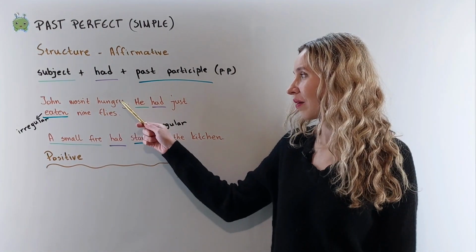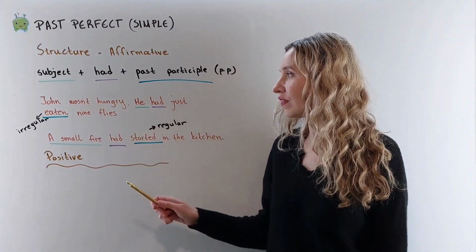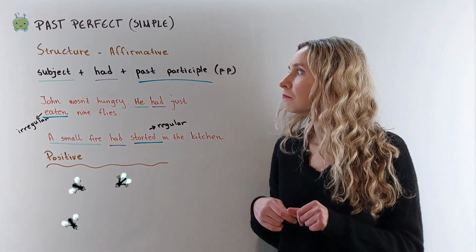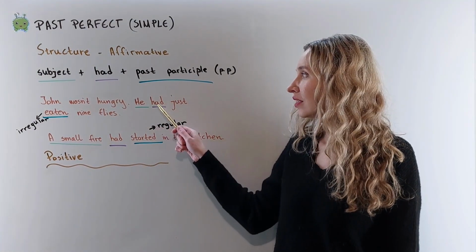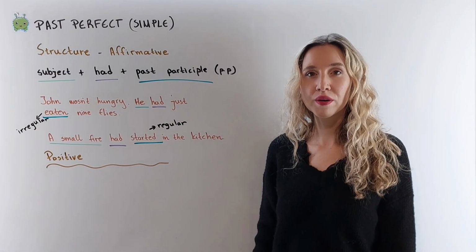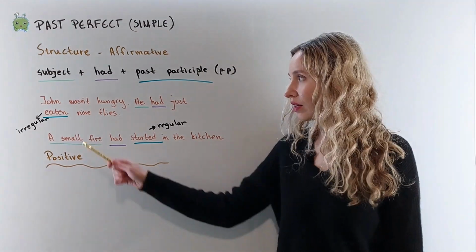John wasn't hungry. He had just eaten 9 flies. 9 flies? Okay. Subject, the auxiliary had, and the third column of the verb eat. Eaten. Okay, this is an irregular.